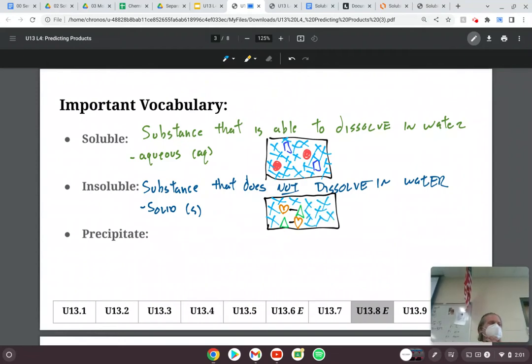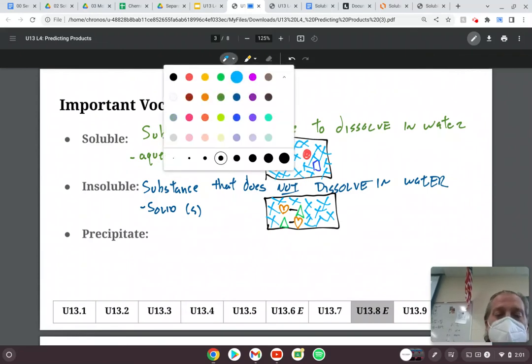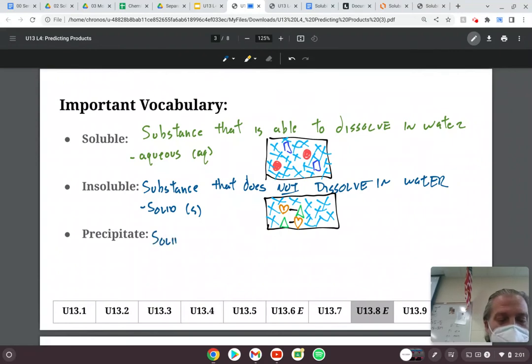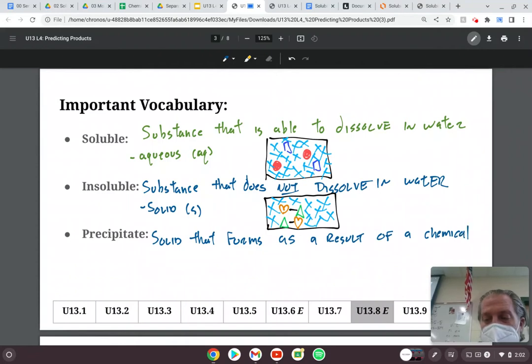Okay. And then sometimes we also have another term that we're going to talk about that's called a precipitate. And a precipitate is when you have a solid that forms as a result of a chemical reaction. So this is a solid that forms as a result of a chemical reaction.